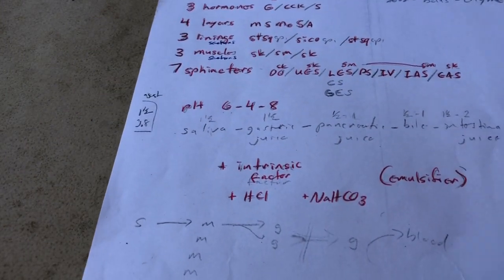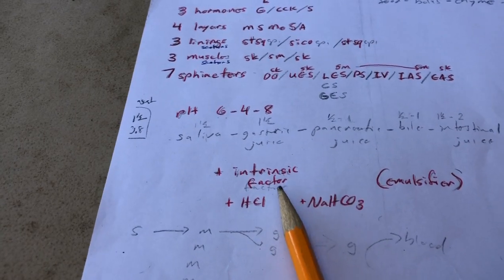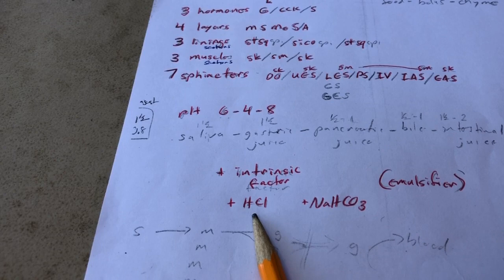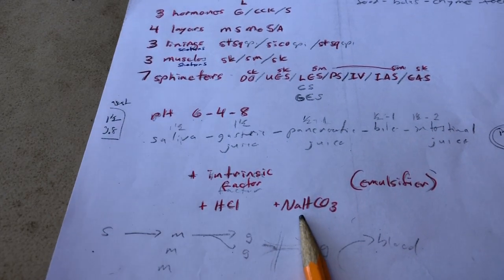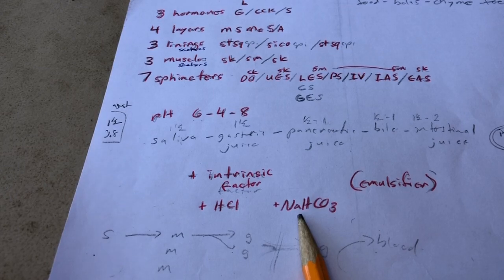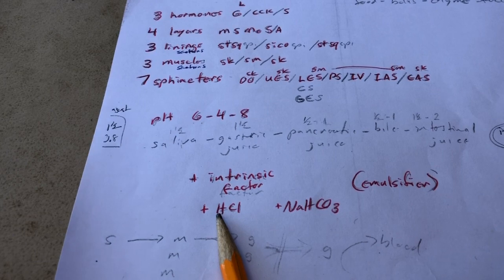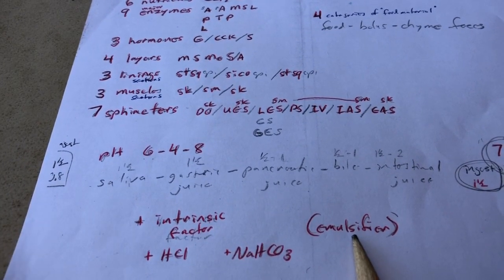Also, just to throw it in, in your stomach you're going to add something called intrinsic factor to be able to absorb vitamin B12. Of course, you're going to make hydrochloric acid in the stomach, and sodium bicarbonate is something that is added in pancreatic juice and intestinal juice to buffer the acid that's coming downstream. And then, of course, there's an emulsifier, specifically bile.